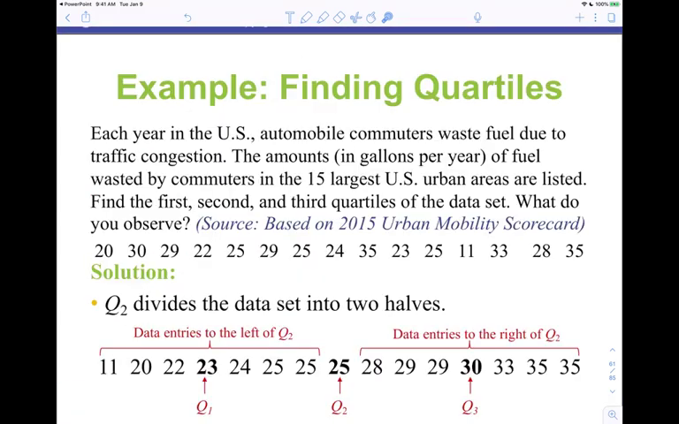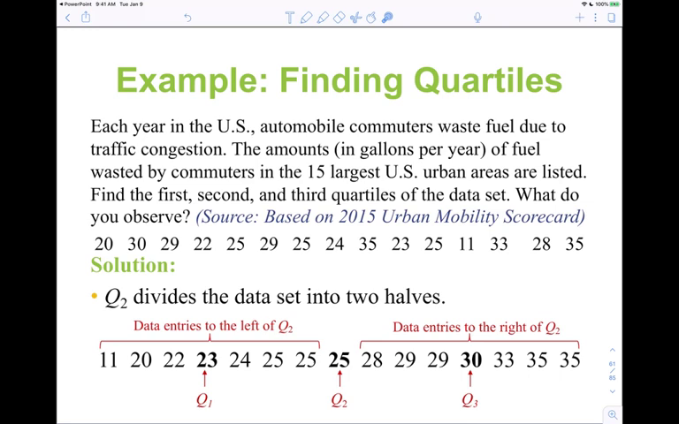So we have the solution and we are short on time, so we're going to let it be. It says each year in the U.S., automobile commuters waste fuel due to traffic congestion. The amounts in gallons per year of fuel wasted by commuters in the 15 largest U.S. urban areas are listed. Find the first, second, and third quartiles of the data set.